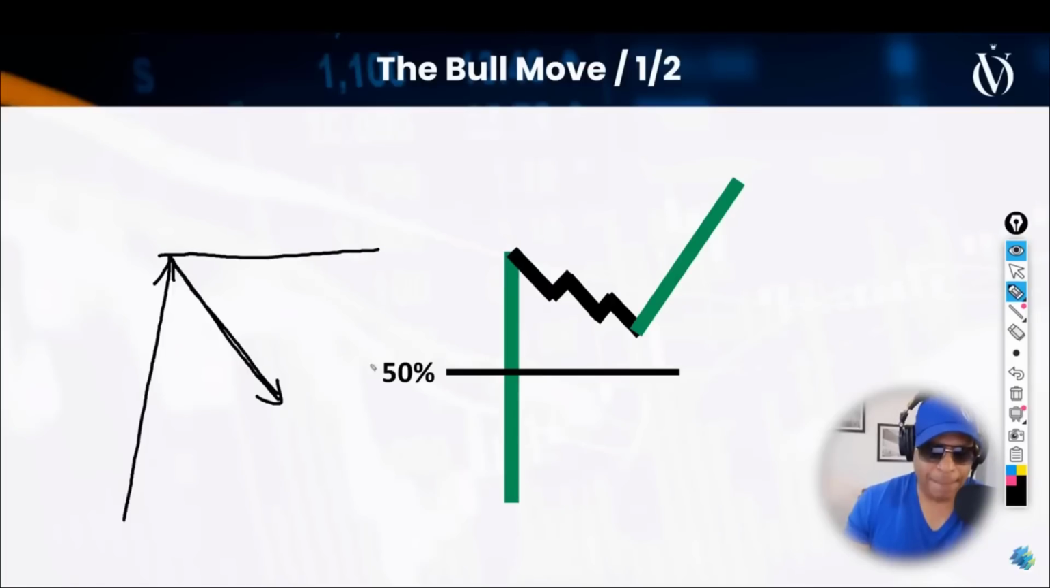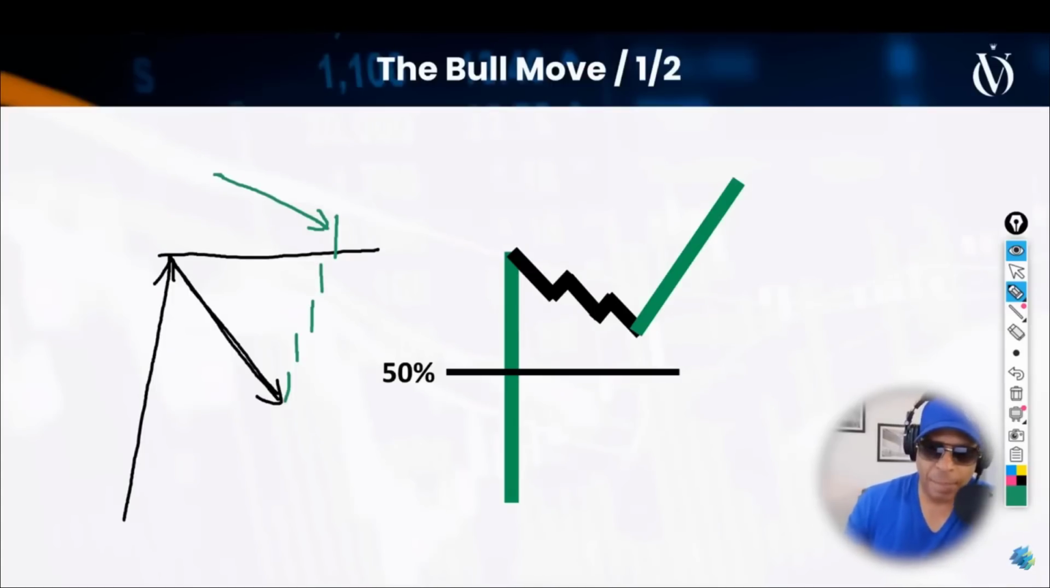To make a new high, my stock now has to travel, bad drawing there, travel, and now make the new high. By the time it's making the new high, it has already expended energy. It's already put effort in. And by the time the new high happens, a portion of its energy has been spent.